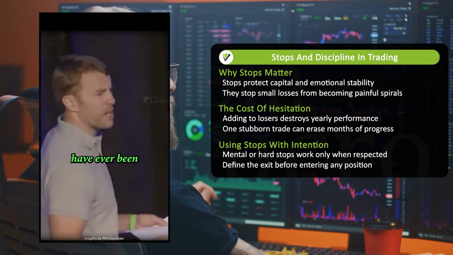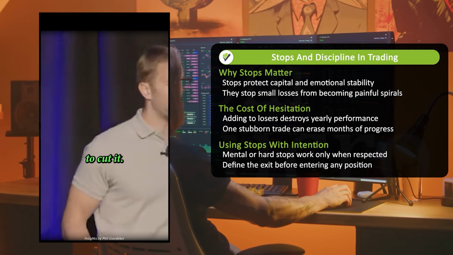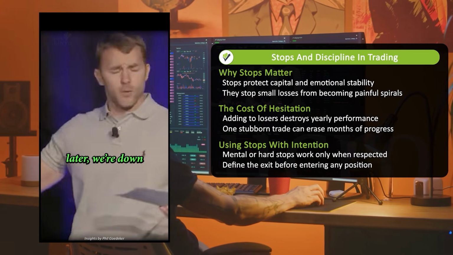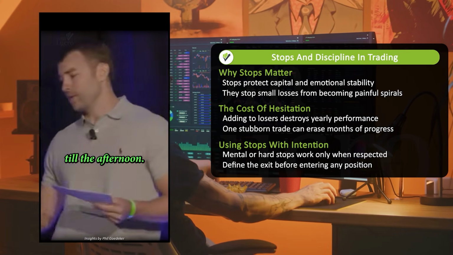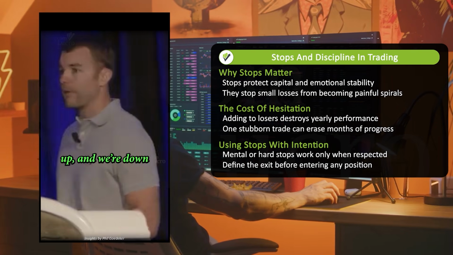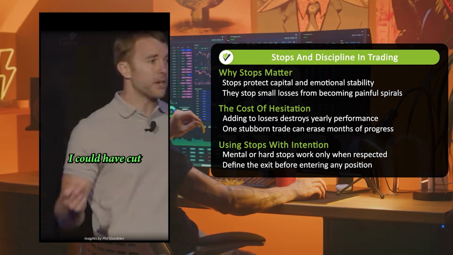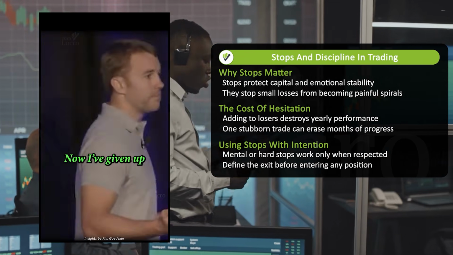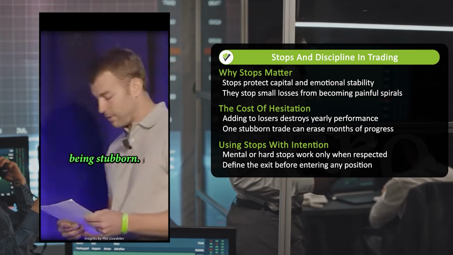How many of us here have ever been in a losing trade and we're down something small, maybe $5,000, and we think, I'm not going to cut it. I feel like this is going to be a winner, and we add to that trade. An hour later, we're down $20,000 to $30,000, and we think, wow, I can't cut it now. We hold it till the afternoon. Maybe tomorrow it gaps up, we're down $70,000, $80,000, $100,000, and we think, what the heck just happened? I could have cut that loss yesterday for $3, $4, $5 grand. Now I've given up 10, maybe 20% of my year just by being stubborn.